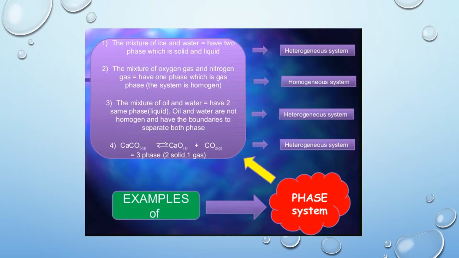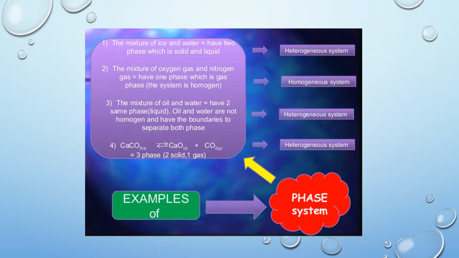The mixture of ice and water is an example of heterogeneous system. It contains two phases, one solid and one liquid. Mixture of gases, that is mixture of oxygen and nitrogen gas, has one phase which is gas phase. So it is a homogeneous system. Another example is oil-water system. It is a heterogeneous system.